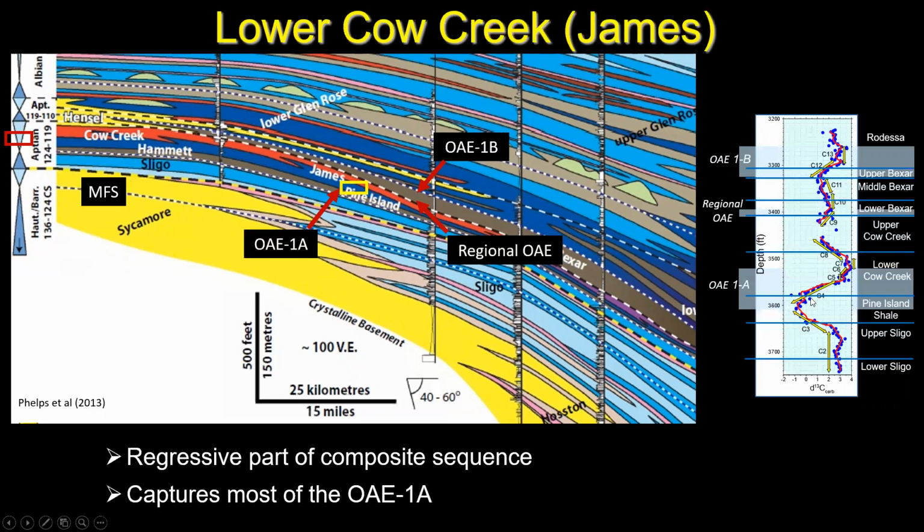And what's interesting here, often I've heard the OAE1 was associated with the Pine Island, but actually most of the OAE1 is in the lower Cow Creek. It starts in the Pine Island, but goes into the OAE1 here. The carbonate factory was actually shut down during most of the pre-OAE1 and started up again during the OAE1 proper.